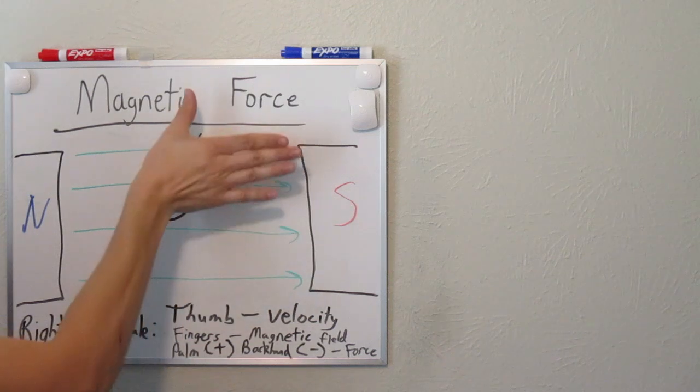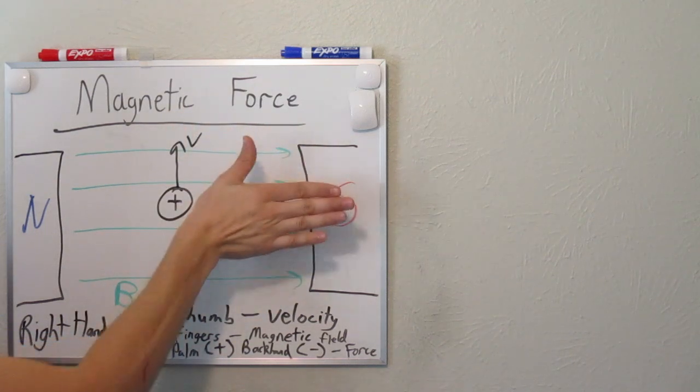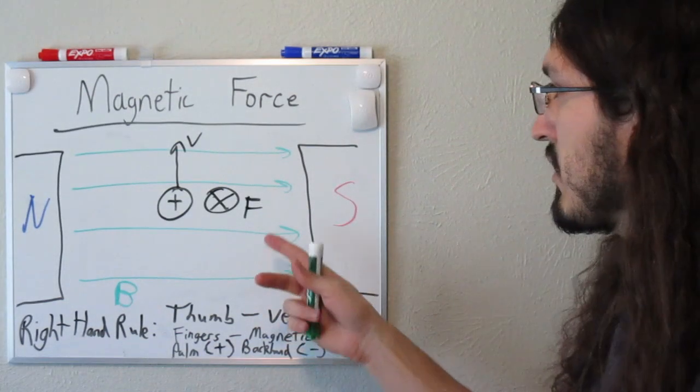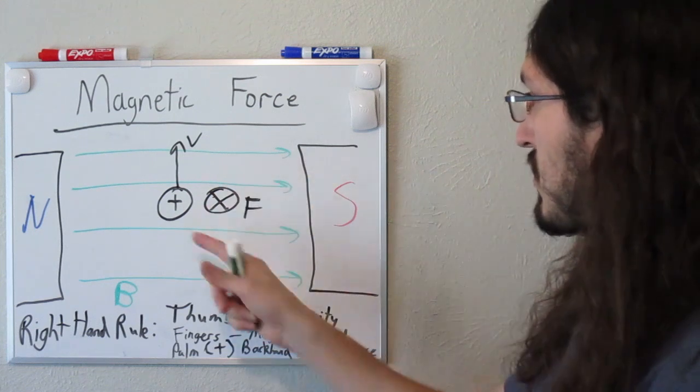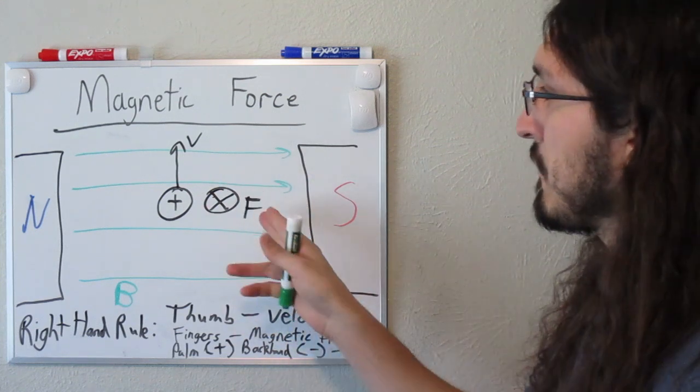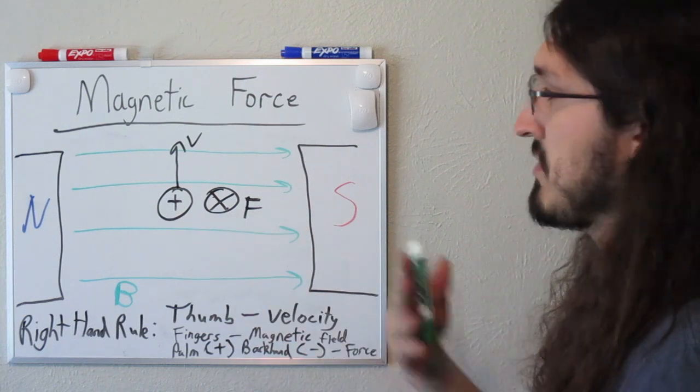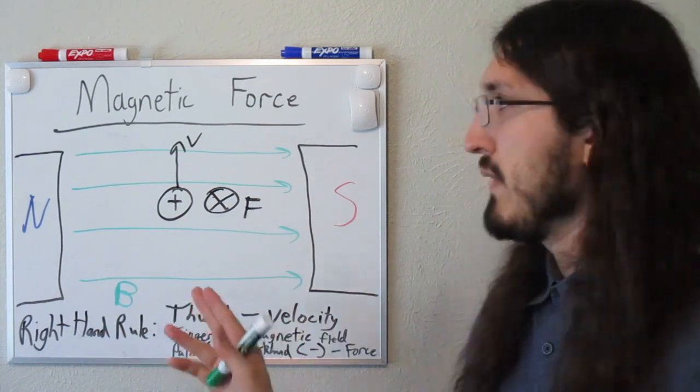So my thumb is pointing up, my fingers are pointing right, and my palm is pointing into the board, which tells me that my force is into the board. To notate that the force is going into the board, I draw a circle with an X. This tells me that the force is going this way for this charge as a result of being in this magnetic field and moving in that direction.